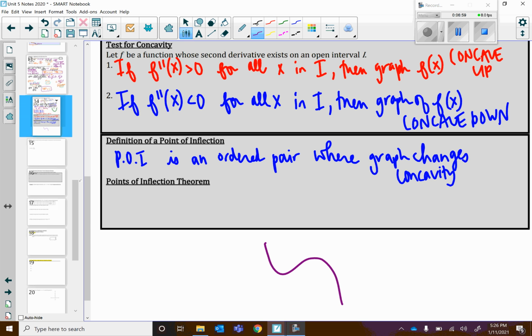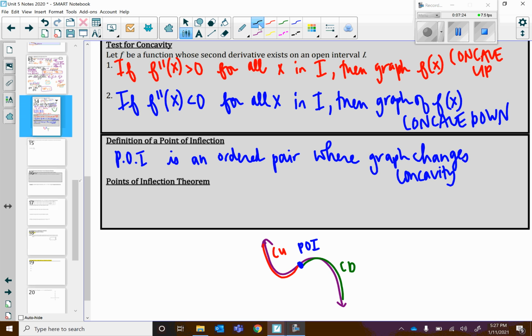So here's a function, right? That's like a cubic function that's falling. Notice it's concave up on this left side, but it is concave down on this right side. That means this point right here is a point of inflection, a point where the graph changes from concave up to concave down or concave down to concave up.